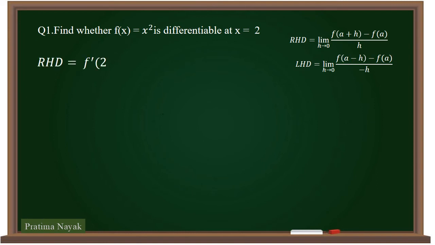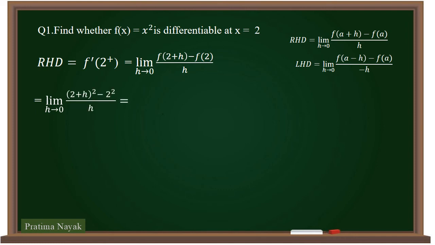RHD is equal to f dash 2 plus. So limit h tends to 0, (f(2+h) - f(2))/h. In place of x we'll put 2 plus h. So it will be ((2+h) whole square - 2 square)/h. Again you expand it, (4 + h square + 4h - 4)/h. 4 cancelled, you are getting h common, (h+2)h by h cancelled, h we are putting 0, the value is 2.